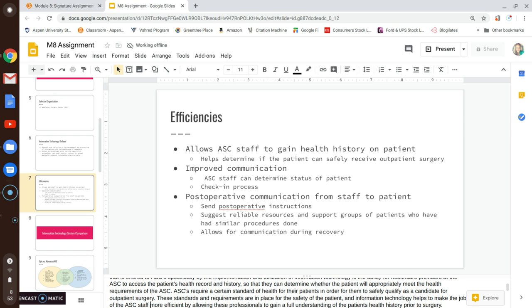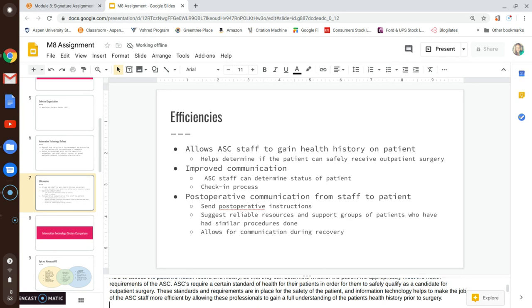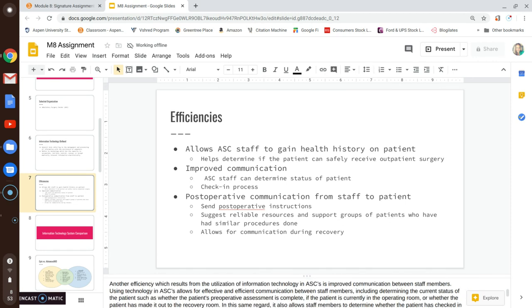ASCs require a certain standard of health for their patients in order for them to safely qualify as a candidate for outpatient surgery. These standards and requirements are in place for the safety of the patient, and information technology helps to make the job of the ASC staff more efficient by allowing these professionals to gain a full understanding of the patient's health history prior to surgery.